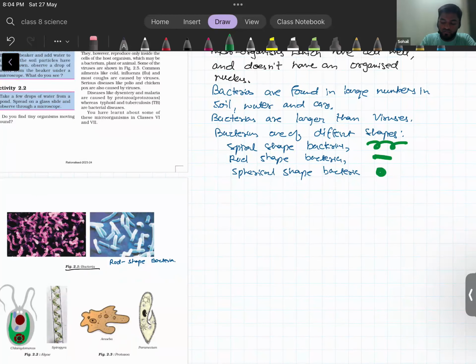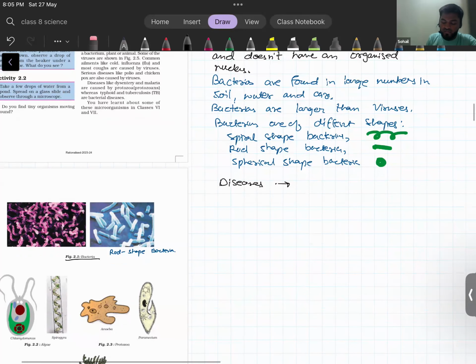Now have a look at some of the diseases caused by bacteria, some of the common diseases which are spread by bacteria. So diseases caused by bacteria are what? Can you name some of them? Yes, Ahmed, can you name some of the diseases caused by bacteria? Or just give me examples of two most common bacteria found in our surroundings. I'm not asking about the shape of the bacteria. I'm asking about the name of the bacteria.